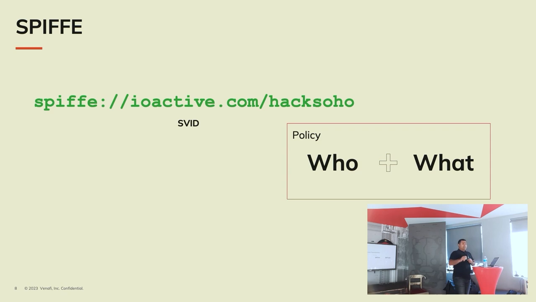Okay, but then we need this identity or username to be verified. And this is where we come to another piece of metadata, which is what they call SVID, or SPIFFE Verifiable Identity Document. Okay, this is basically your certificate. Basically, that's your attestation that this is who you are as a machine or a workload in this case. And you need to attest it or verify it using an authority.